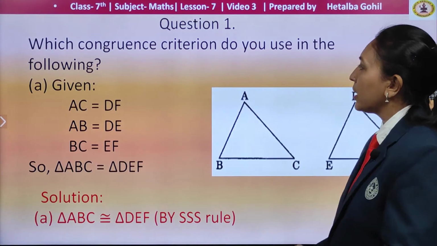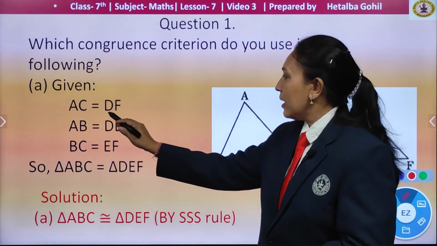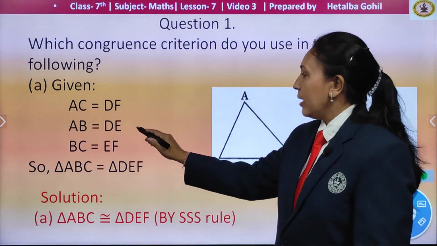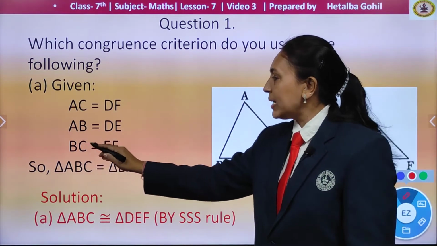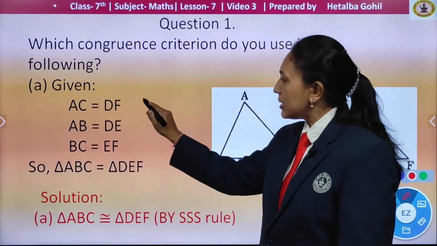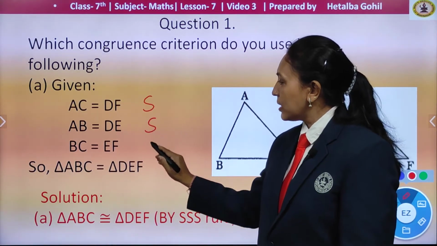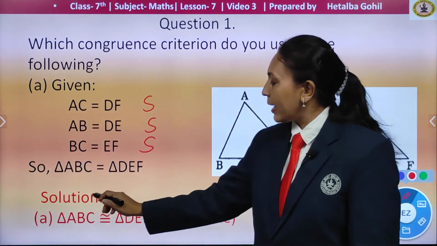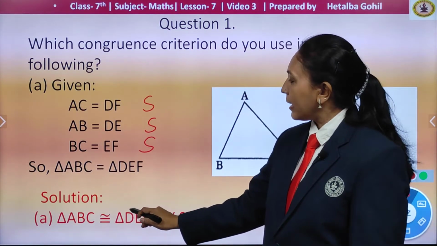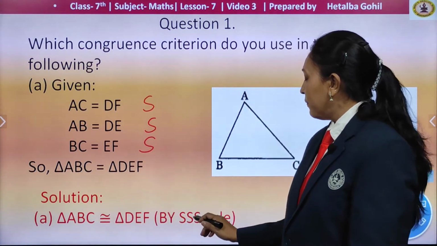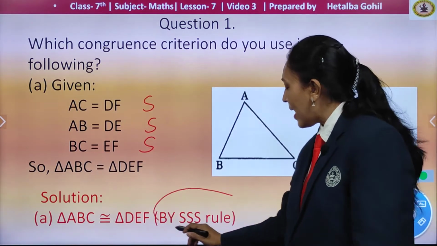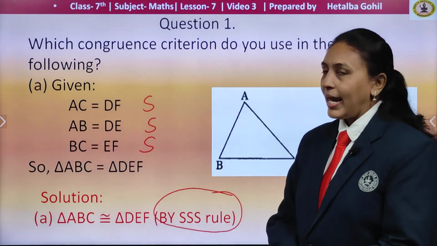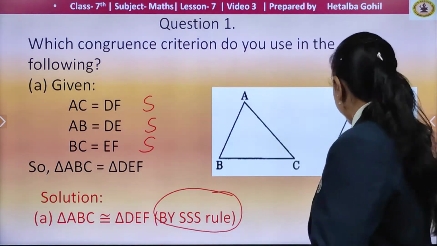So the first question given to us, AC is equal to DF, AB is equal to DE, BC equal to EF. That means this is side, this is also side, this is also a side. That means children, the triangle ABC is congruent to triangle DEF by which criteria? By SSS rule. So what is our answer? Side, side and side over here.